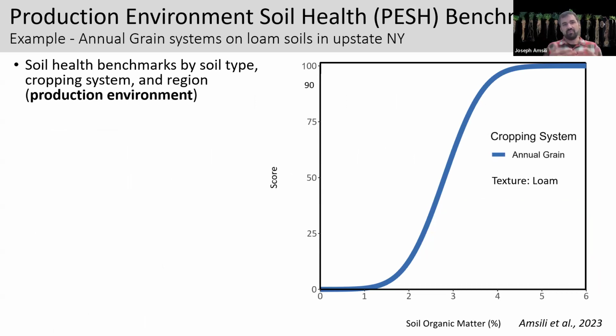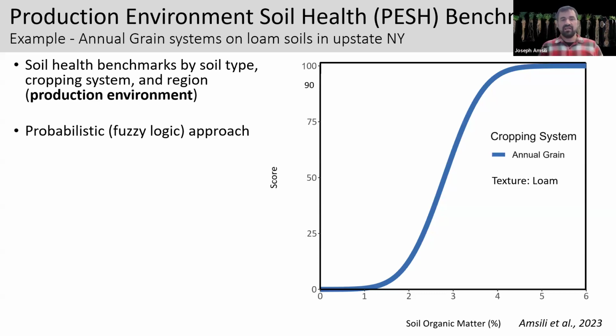And here's an example for annual grain systems on loam soils in upstate New York. And this is what that distribution of samples looks like. So we're developing these soil health benchmarks by soil type, cropping system, and region. And that's called a production environment when all those factors are grouped together.